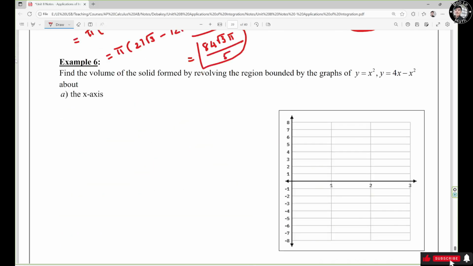Now let's move on to example number 6. Find the volume of the solid formed by revolving the region bounded by the graphs y equals x squared and y equals 4x minus x squared about the x-axis. First, we need to sketch y equals x squared. So x equals 0, y equals 0. x equals 1, y equals 1. x equals 2, y equals 4. So it could be something like this.